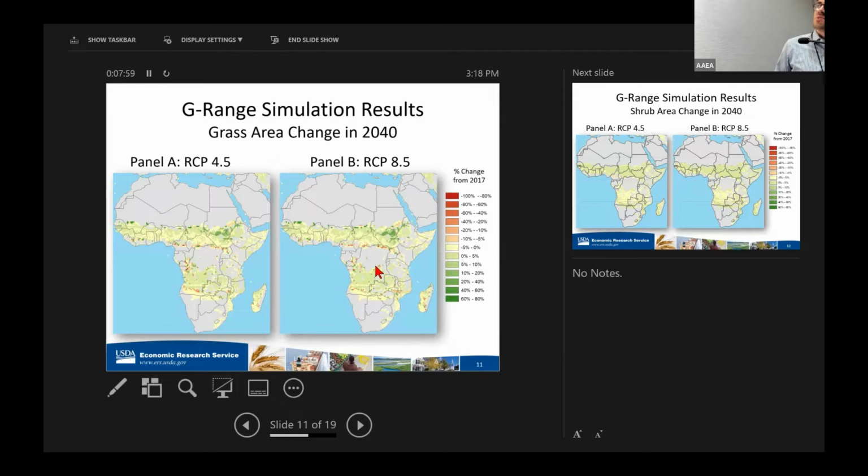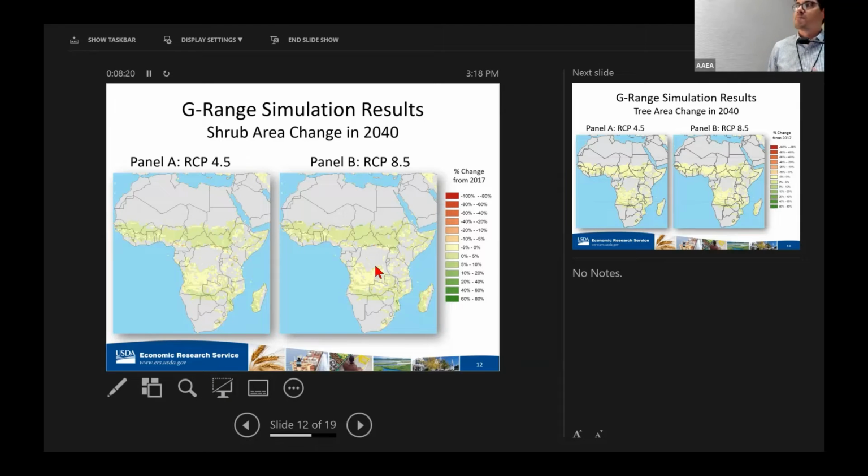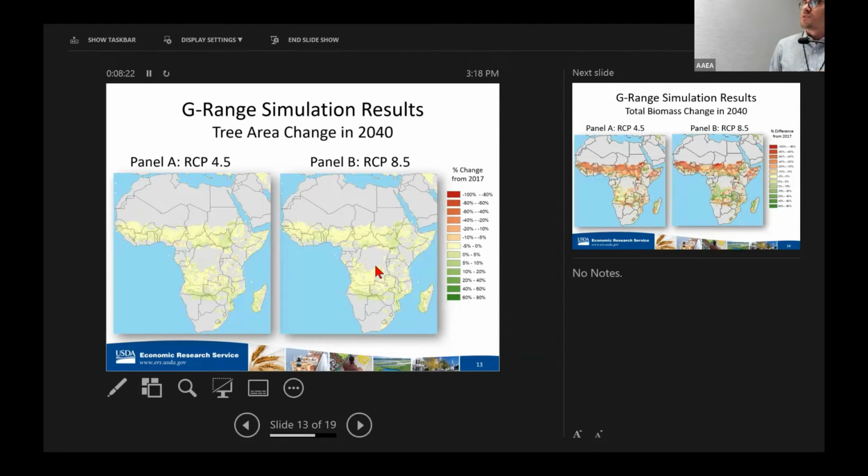Some areas we see gains in grass area. Maybe a couple areas where we're seeing losses, but here we're saying, oh, this doesn't actually look too terrible in terms of total grass area. When we look at shrub area, it looks even more blah, like nothing's really changing a whole lot in terms of total shrub area. And it's a similar thing when we look at tree area change as well.